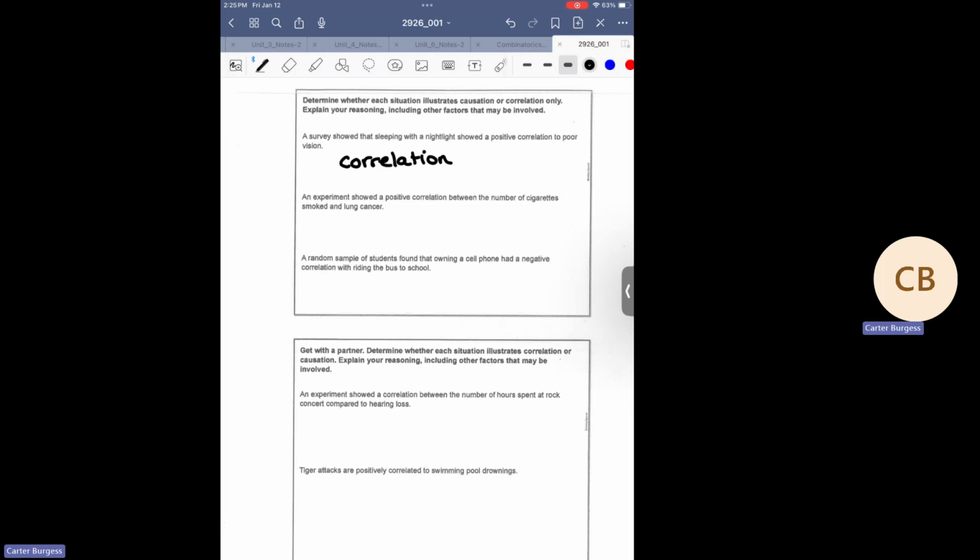Okay, so maybe there is a causal link here. I could certainly see there being, like, maybe having poor vision causes you to be more likely to have a nightlight. But what is missing to give us enough confidence to say that this is causation? We're missing the word experiment. So it certainly could be that having poor vision causes you to have a nightlight, or maybe having a nightlight makes you strain your eyes more and that causes poor vision. Certainly possible, but we don't have enough evidence to suggest this.